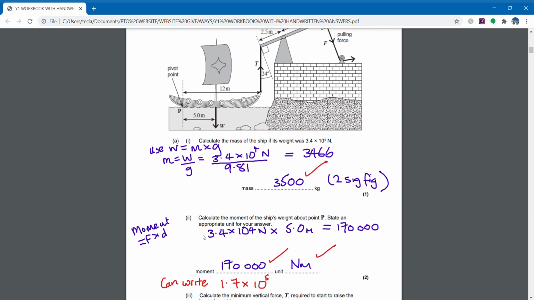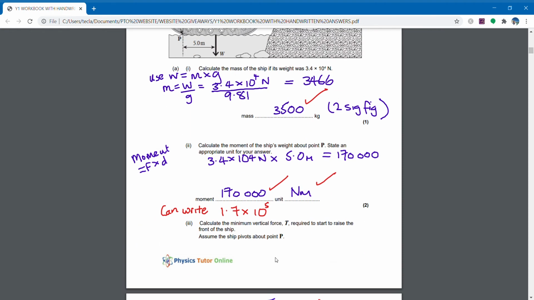So we've got the weight, 3.4 times 10 to the 4 newtons times 5.0 metres, equals 170,000. And the unit is Newton metres. You can write 170,000 as 1.7 times 10 to the 5.